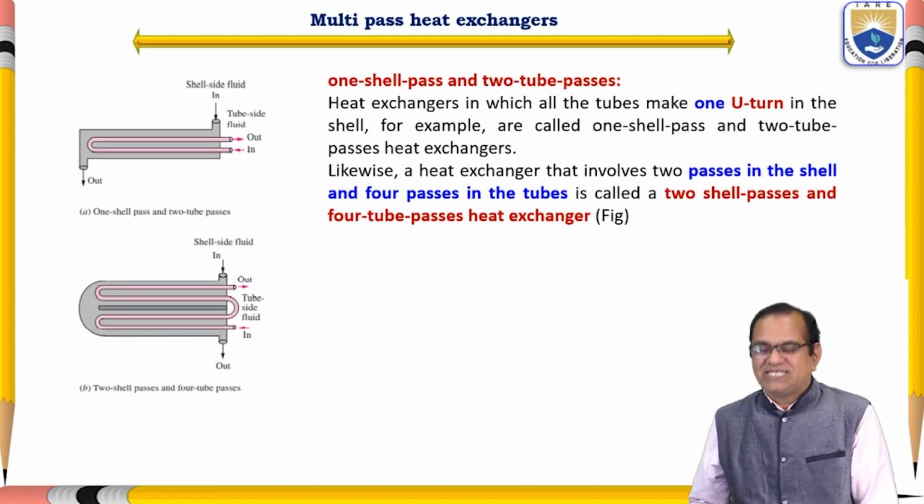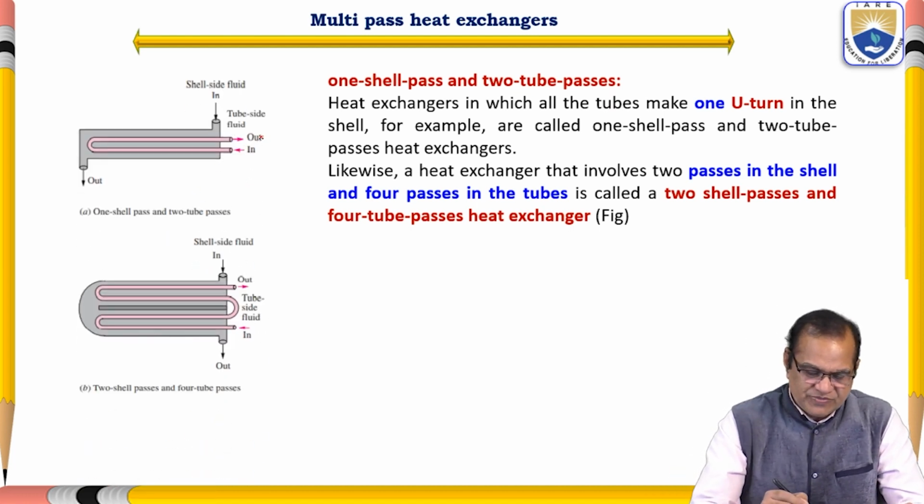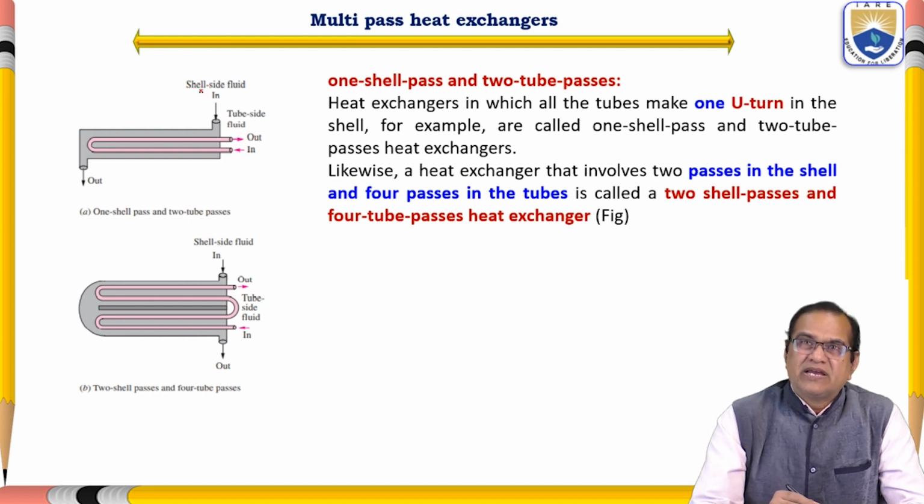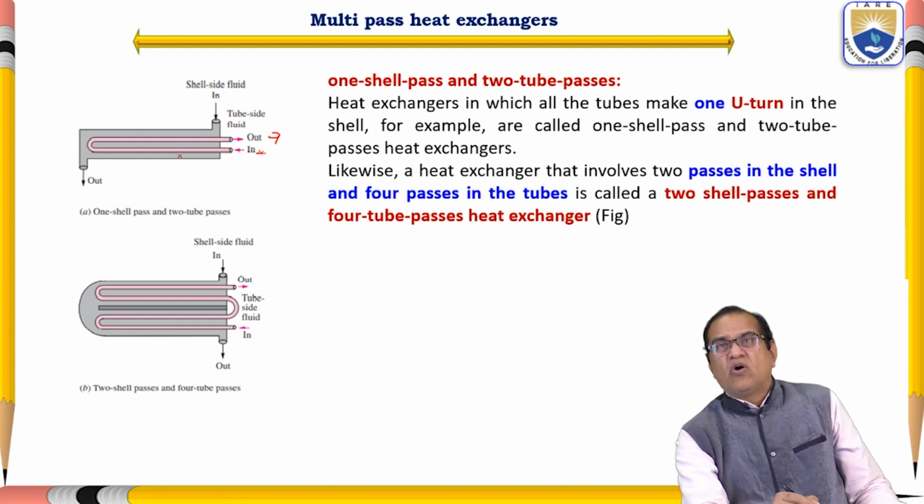This we can see in this figure. This is the one shell, one pass. If you see here, cold water is entering from here, the hot is entering from this, and it is taking one U-turn and again coming out. From here it is entering and here it is out. But from here, if you see, the cool tube is entering here and going from here. Here is one U-turn.